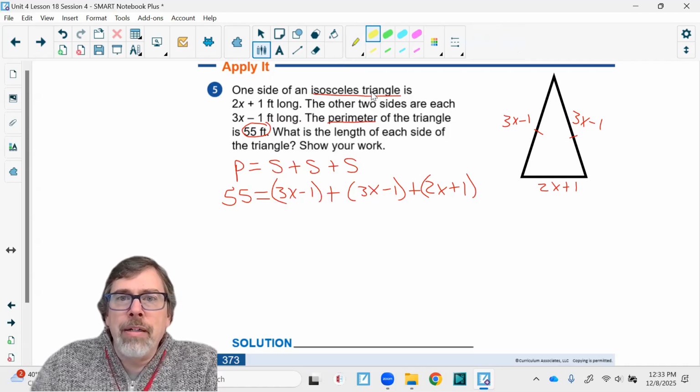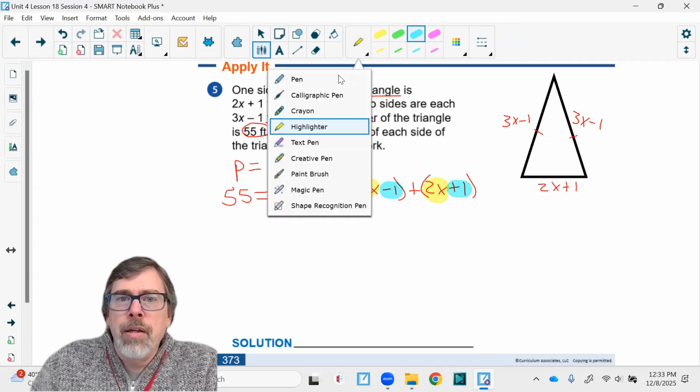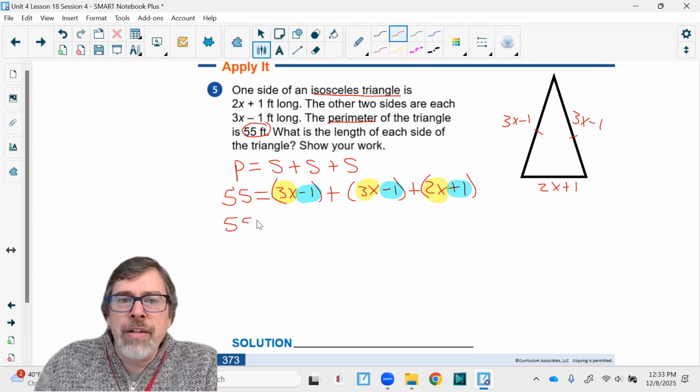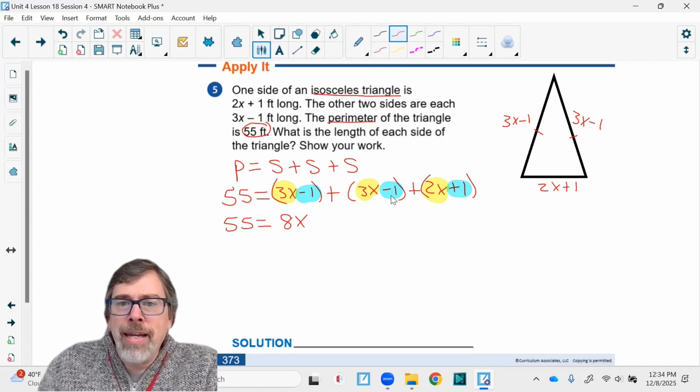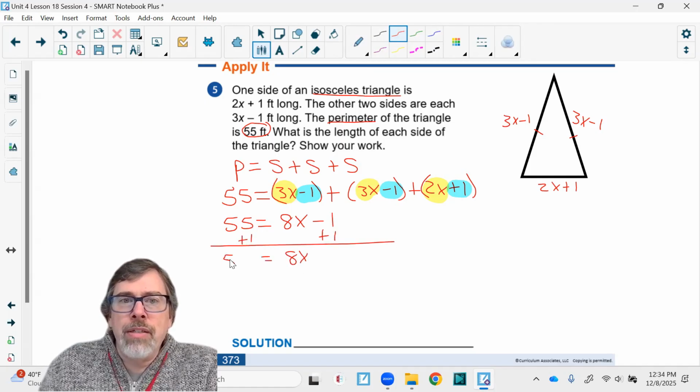Now I'm going to combine like terms, 3x, 3x, 2x, and minus 1, plus 1. Okay, combine like terms, I get 55 equals 3x plus 3x is 6x plus 2x is 8x. Negative 1 plus a negative 1 is negative 2 plus a positive 1 is negative 1. Add 1 to both sides. I get 8x equals 56. Divide both sides by 8, and I get x equals 7.